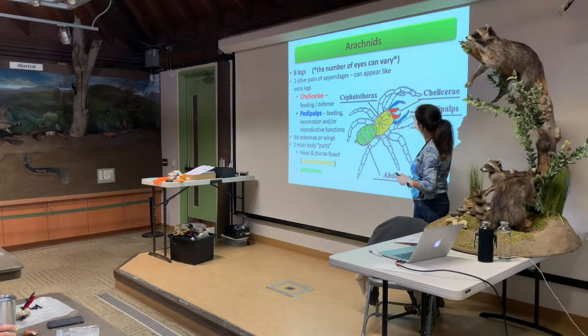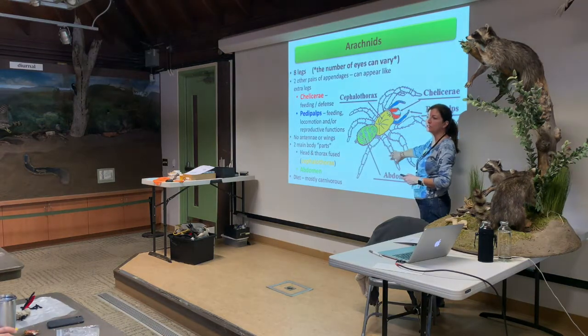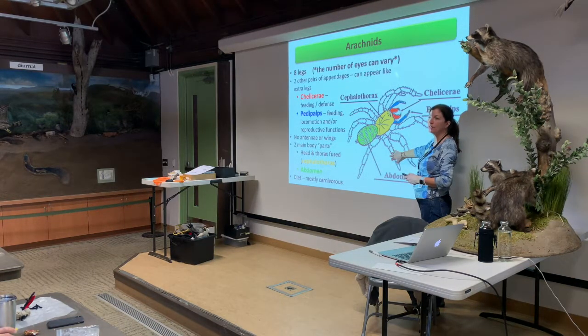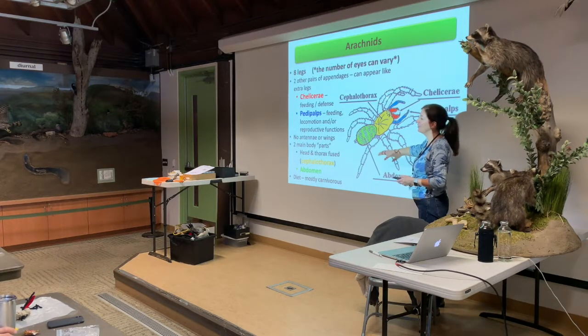So let's take a look at these all side by side, not just the spider. Oh, and their diet is mostly carnivorous. So they're eating cattle, sheep. They're usually eating other insects, but they will also eat birds.